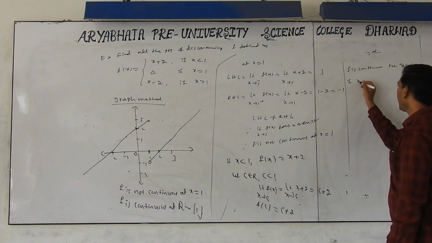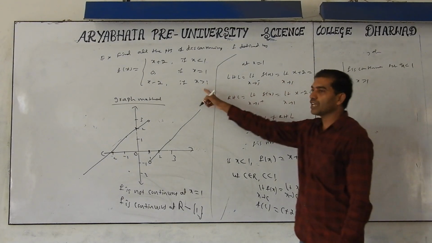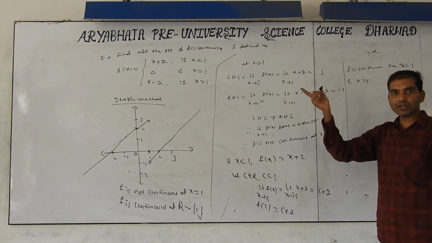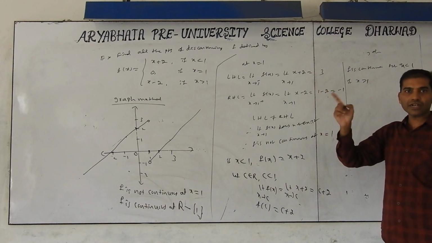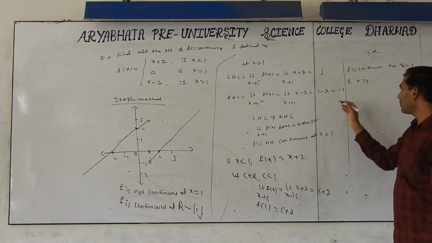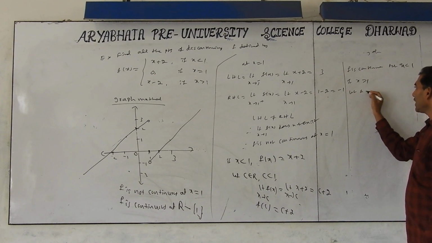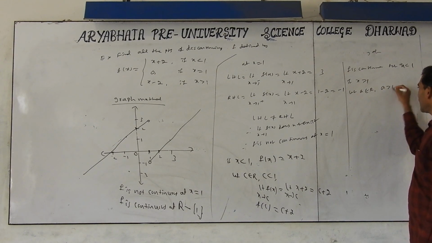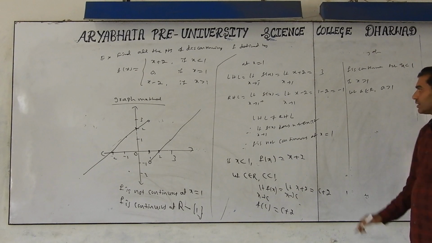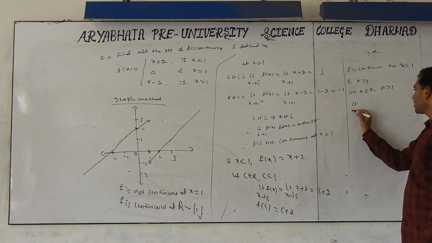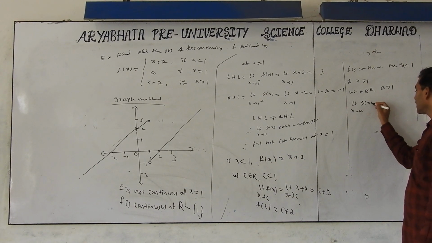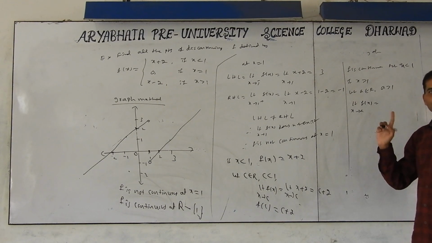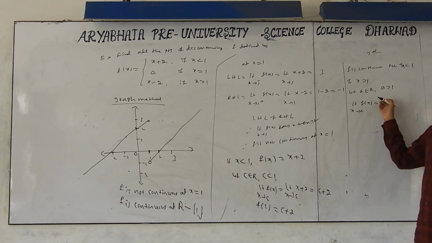Go for the next one. x greater than 1. Above 1, you can take any number: 2, 3, 4. Instead of that, take a variable constant. Let a belong to R, which is a greater than 1. Now, limit x tends to a of f of x. Here, no need to find the left limit and right limit because it's not changing.